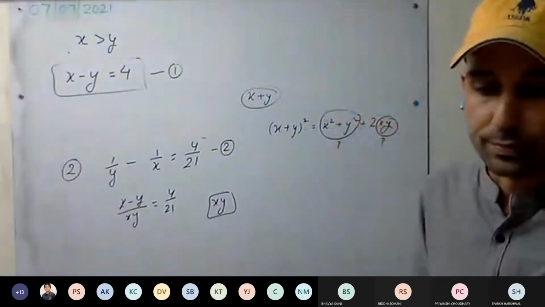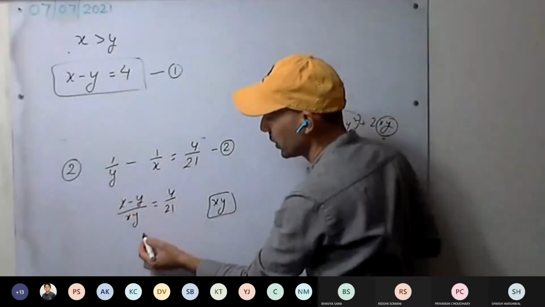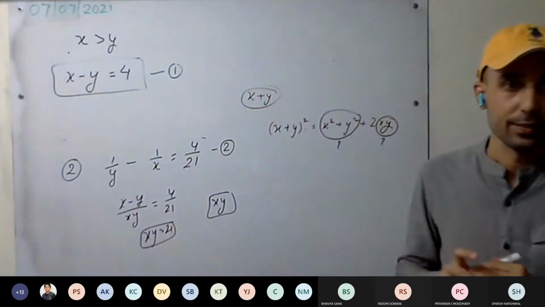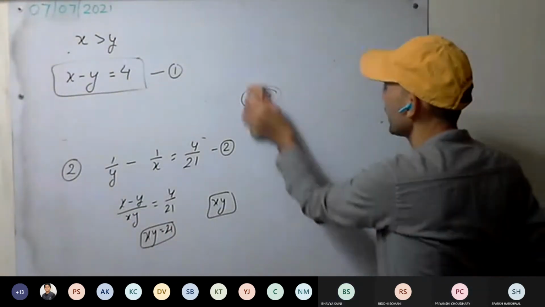Yes or no? This is 4, x minus y. So xy equal to 21. Have you understood this one? Sir, how will x minus y upon xy come? Okay, let's see.